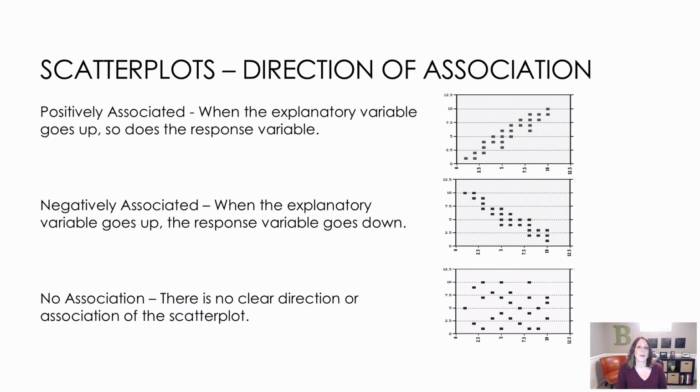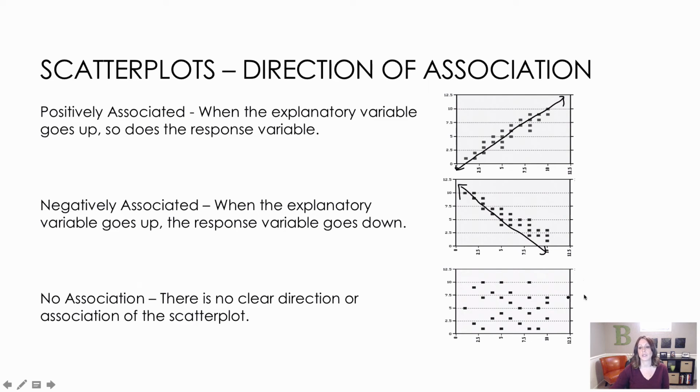Now, when we talk about scatter plots, there are three main things. There's direction, and the direction basically tells us, are they positively associated, meaning as one goes up, the other goes up. The easiest way to remember this is that if I were to draw a line, it would have a positive slope. Are they negatively associated? As one increases, the other decreases. Again, if I drew a line, it would have a negative slope.